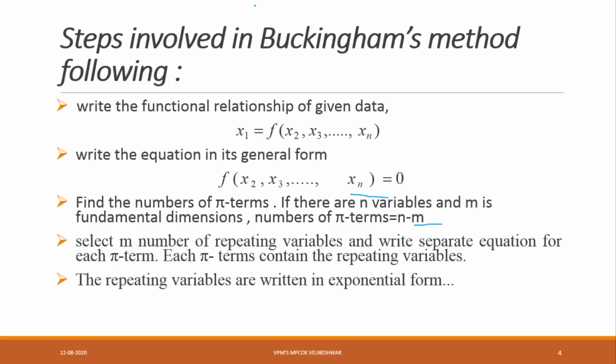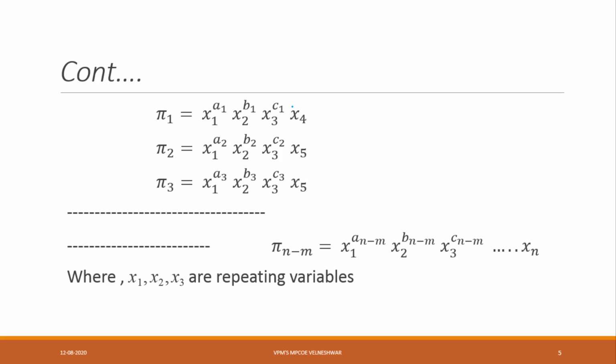The repeating variables are written in exponential form. Now see the example here. Pi 1 is equal to x1 to the power of a1, x2 to the power of b1, x3 to the power of c1, x4. Pi 2 is equal to x1 to the power of a2, x2 to the power of b2, x3 to the power of c2, x5. Like this, pi 3 and so on, up to pi n minus m, where n is the number of variables and m is the number of fundamental dimensions, with a to the power n minus 1, b to the power n minus 1, c to the power n minus 1, and so on, xn.